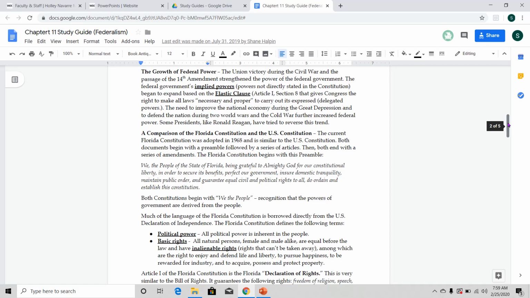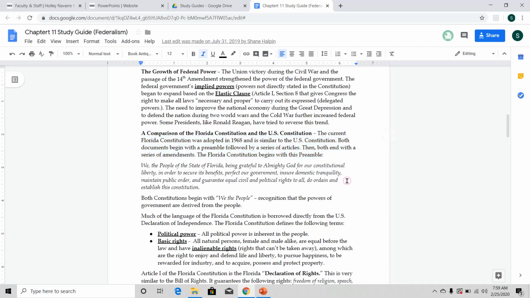Now, this next paragraph right here, guys, this is really the start of chunk 2 on your study guide. This first paragraph is really just saying that there are similarities between the current Florida Constitution and the U.S. Constitution. Specifically, you're going to see that they both start with a preamble. Then they have a series of articles. And lastly, they have amendments. So they're very, very similar documents.